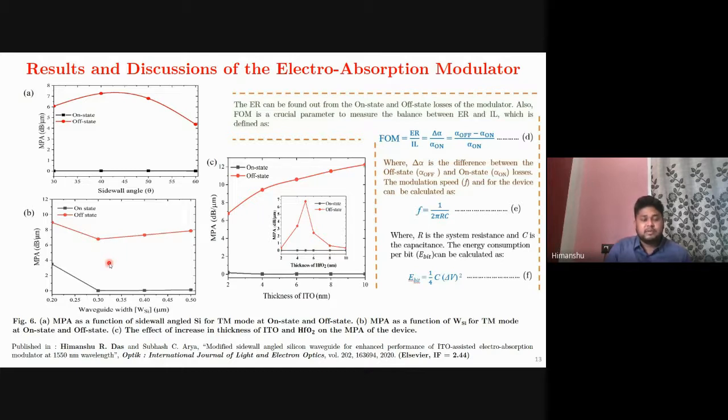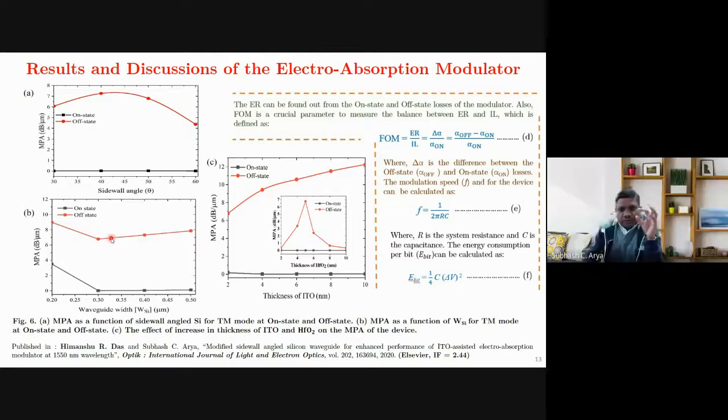This is because at 0.32 micrometer, we are gaining a higher value of MPA at off state. Because if we go for higher waveguide width, then we will achieve higher value of MPA at off state, but the MPA for on state will also increase. That is, at present, the value of MPA at off state around 0.32 micrometer is around 6.7.